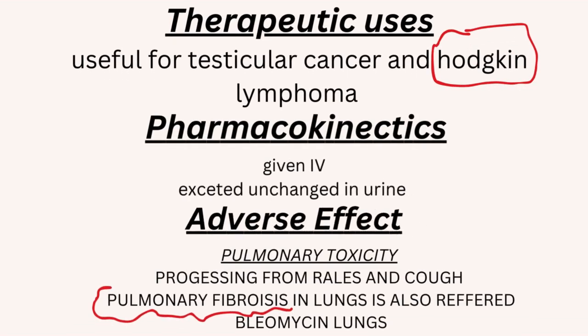Pulmonary toxicity caused by Bleomycin, also called Bleomycin lung. It is used for testicular cancer and Hodgkin lymphoma, which begins typically in an upper body part such as the chest and armpits.